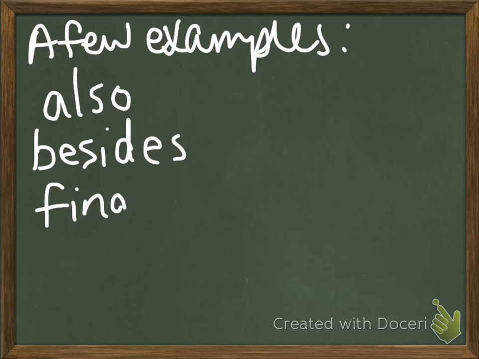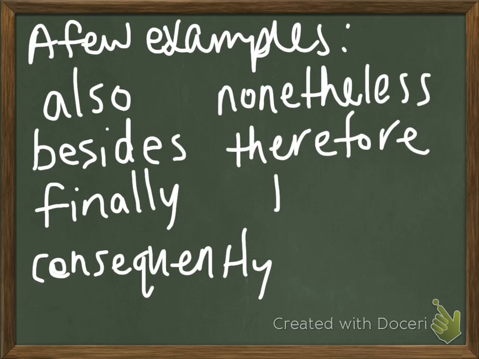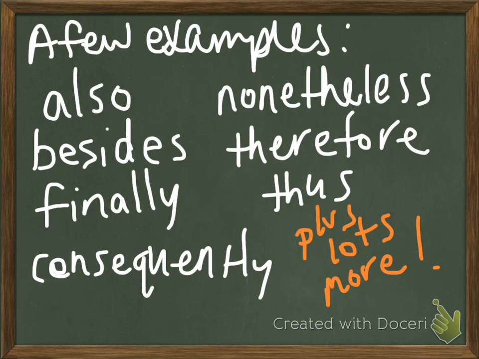Well, actually, before I show you what the whole sentence looks like, here are a few, very few examples of words that can be conjunctive adverbs. Also, besides, finally, consequently, nonetheless, therefore, thus. And there are many, many more words that can function as conjunctive adverbs.